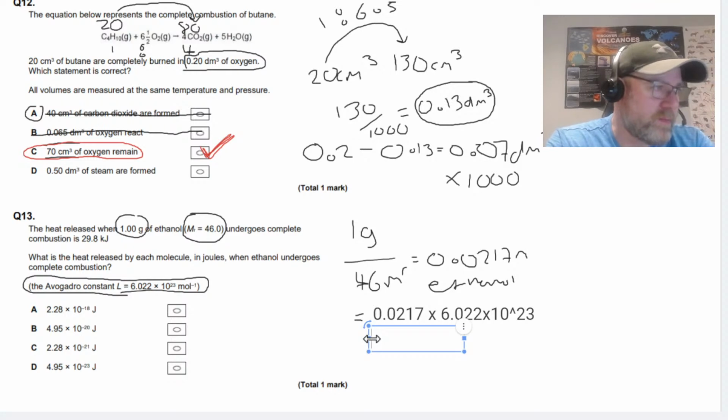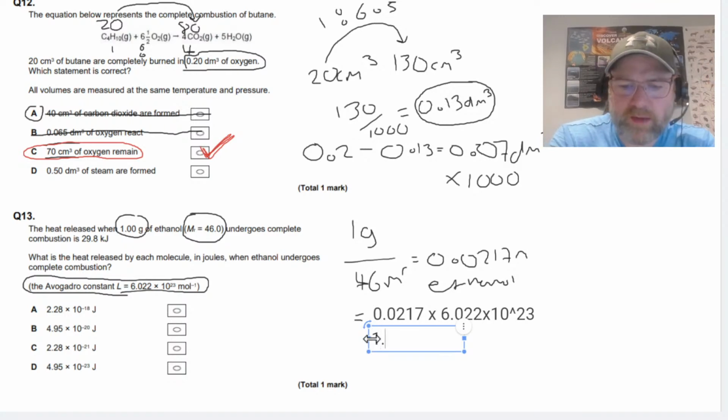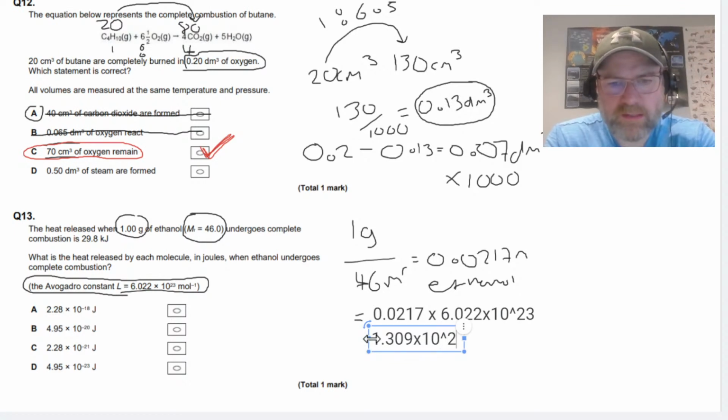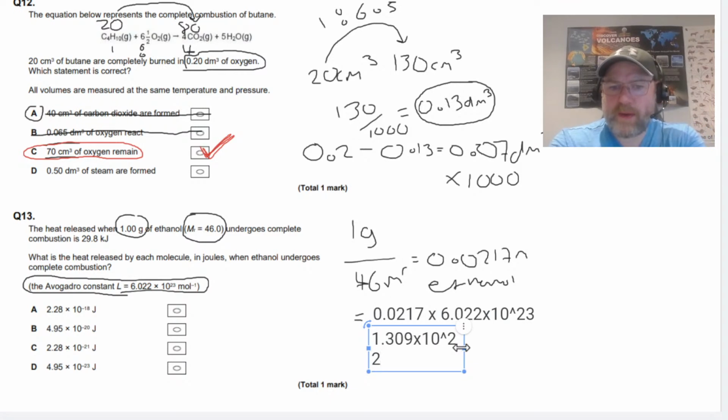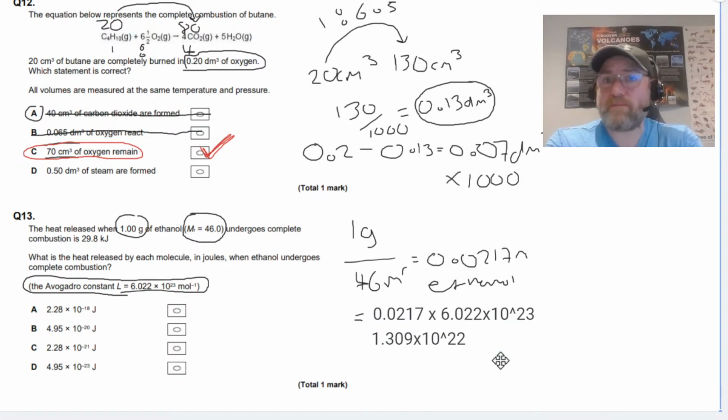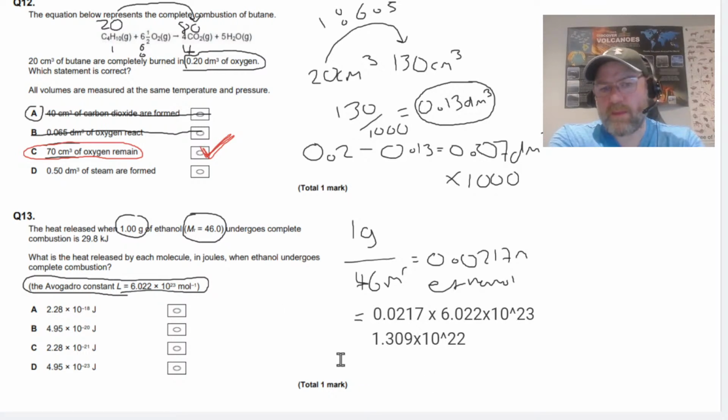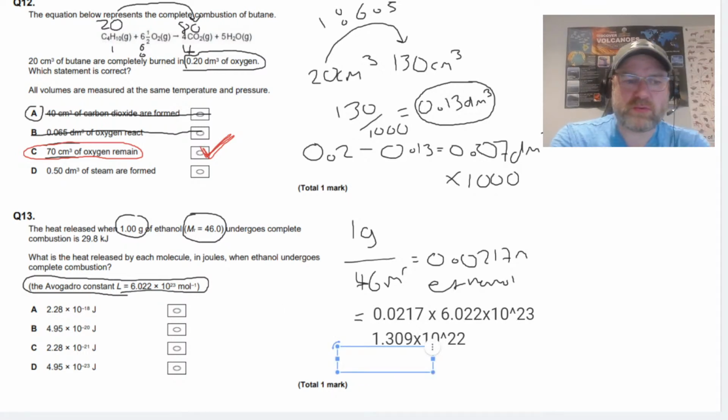The number of particles is going to be 1.309 times 10 to the 22. So that's how many particles were in 1 gram, or in that many moles of ethanol, and they gave out 29.8 kilojoules. At this point, we want the answer in joules. Why do we want it in joules? Because all of these are in J.